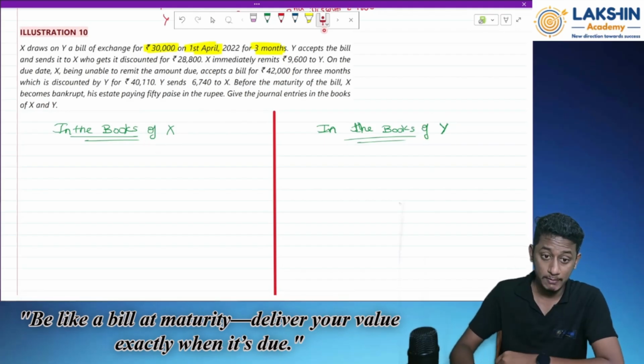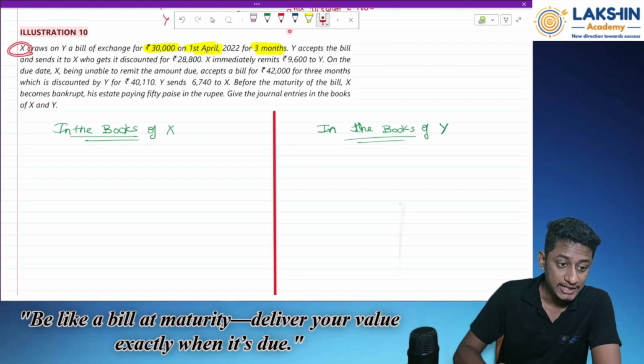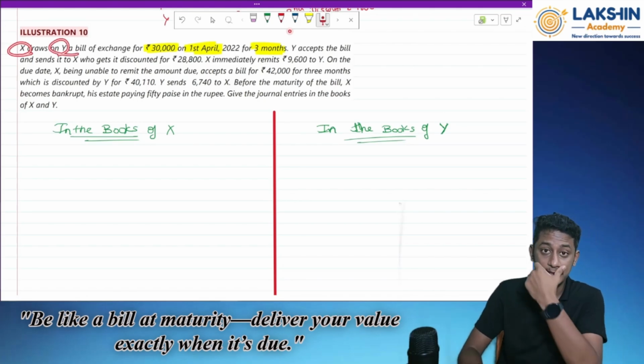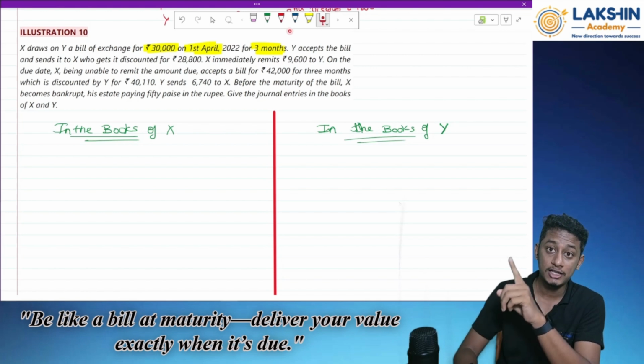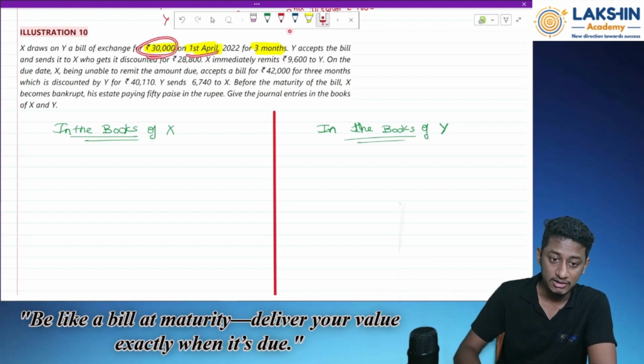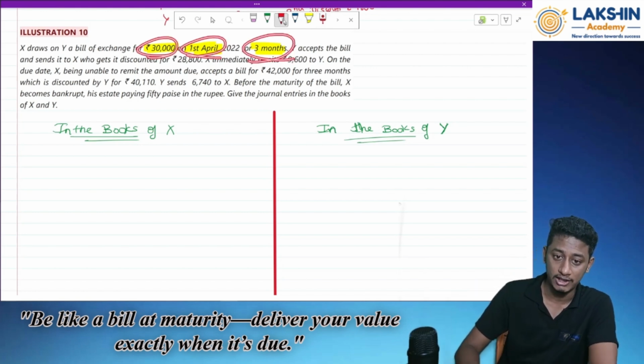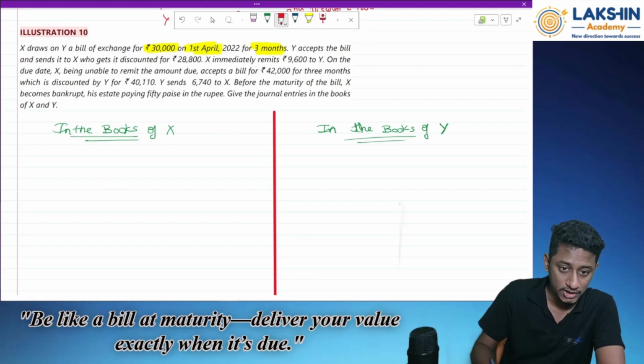So first entry will be what? X has drawn a bill on Y. So first of all the bill will be accepted by Y. So X is the drawer, Y is the drawee for rupees 30,000 on 1st April for 3 months. Okay, let's pass the entry. So on 1st of April 2022, what is the entry? Bill receivable account debited to Y's account.